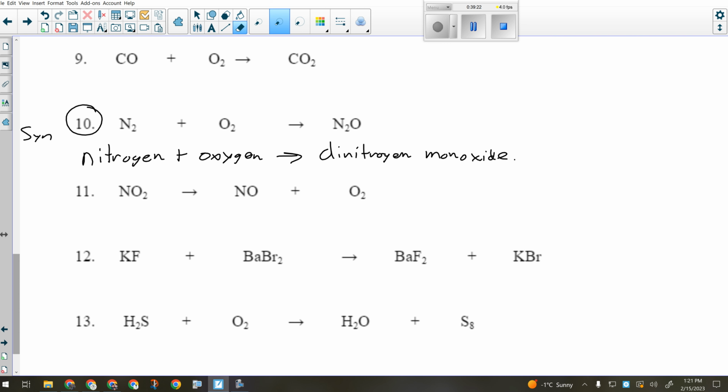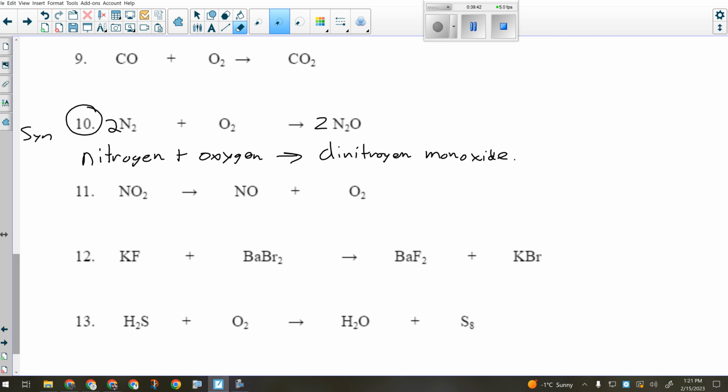Looks like the nitrogen's already good, but the oxygen isn't. There's 2 on the reactant side, only 1 on the product side. So what needs to go in front of dinitrogen monoxide? A 2. Right, and when I do that, that gives me 4 nitrogens. Now I've got 4 nitrogens over there, and now it's balanced.